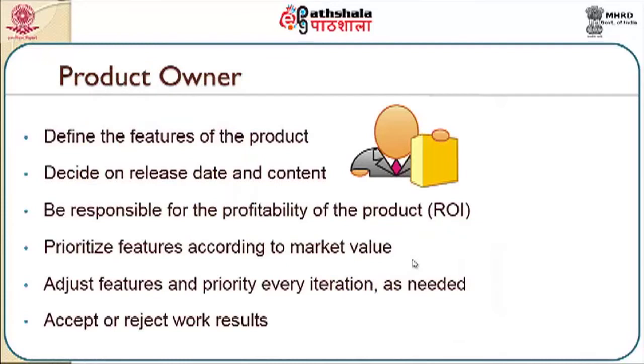Now let us understand the different roles that comprise Scrum practices. The first role is the product owner. Who is supposed to be a product owner? The product owner defines the features of the product. Anybody who is the customer would be called a product owner, and his basic task is to define the features to be provided in this particular product. He decides on the release date and the content that should be delivered on that date. He is responsible for the profitability of the product. He looks after return on investment.